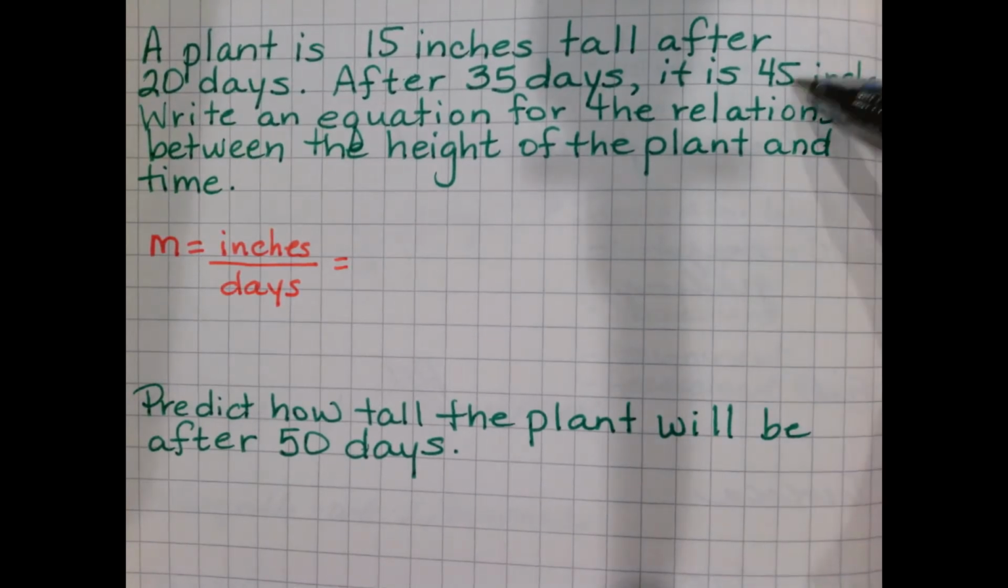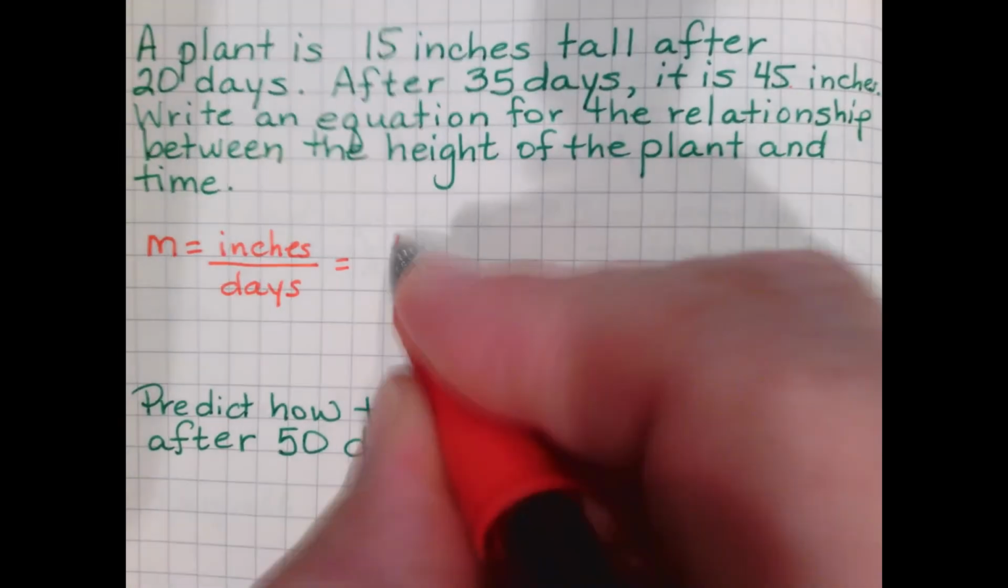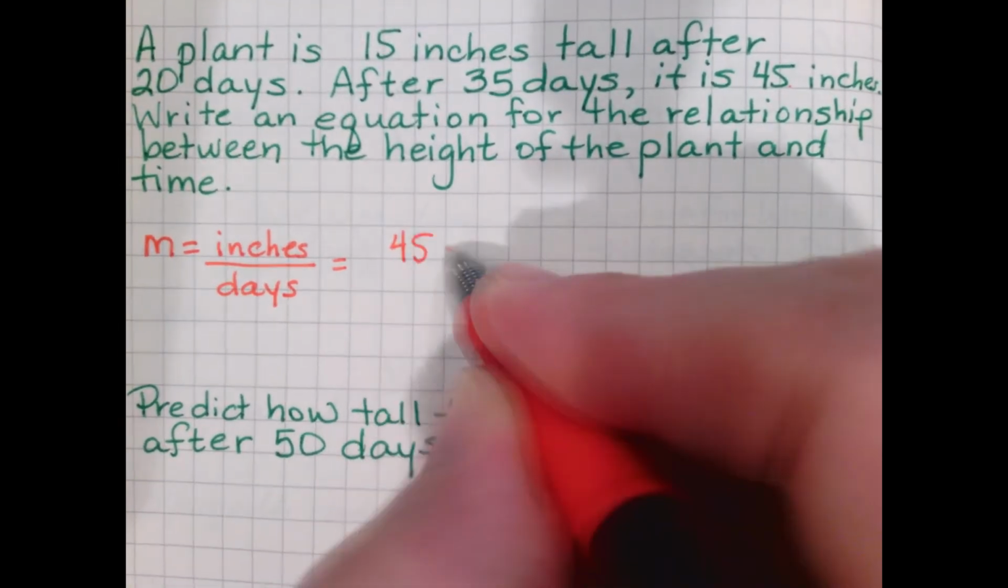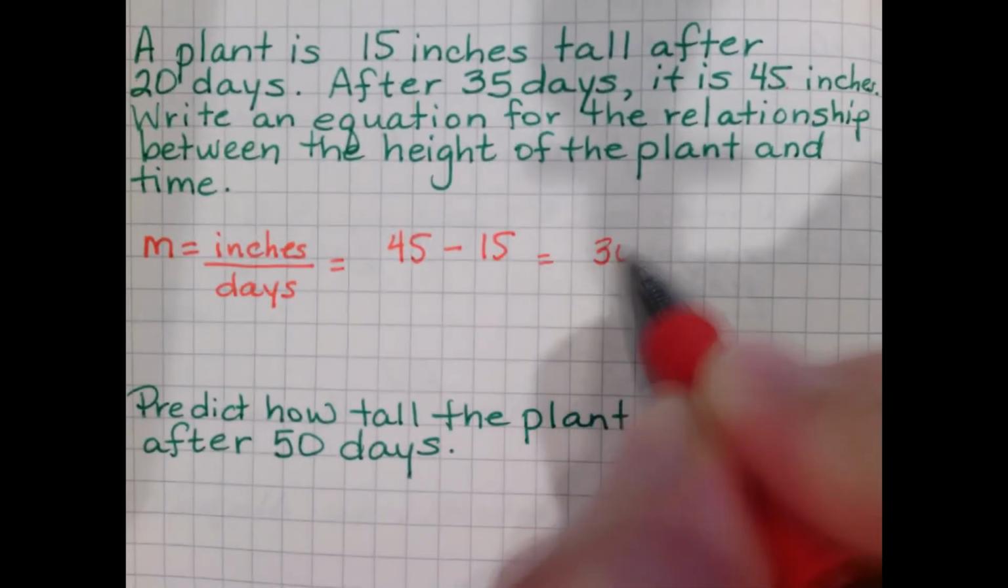So I'm going to do the 45 inches minus the 15 inches. So I'll get the change in inches there. 45 inches minus 15 inches. And that gives me 30 inches.